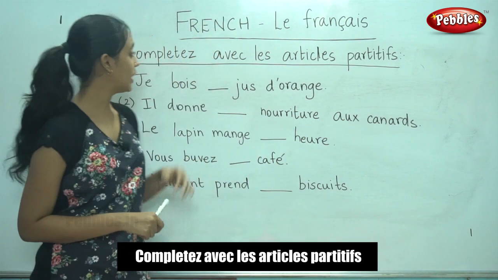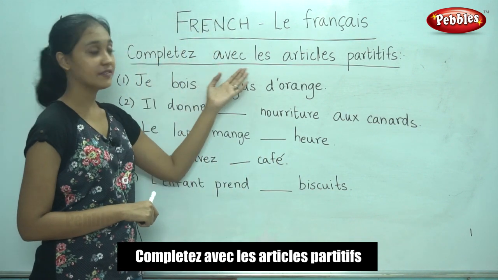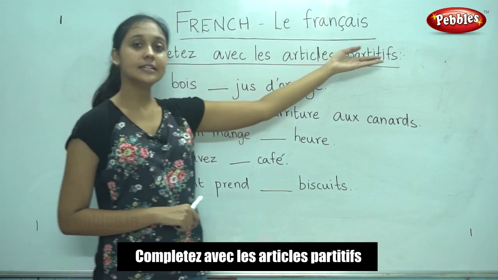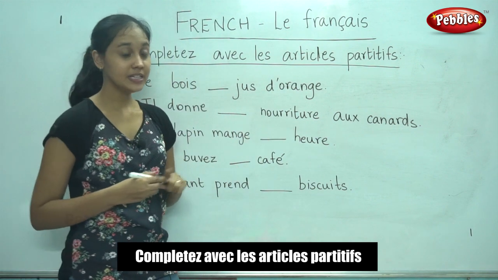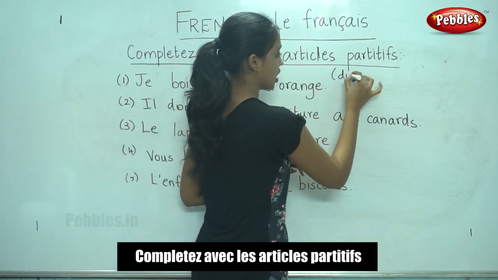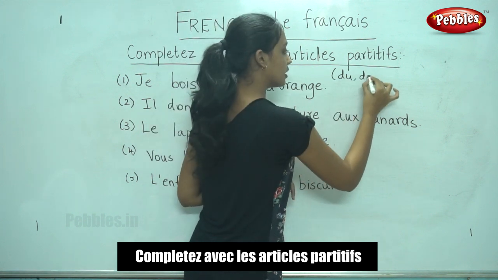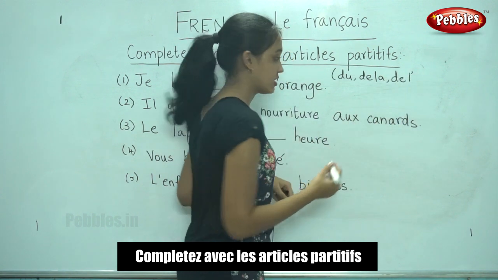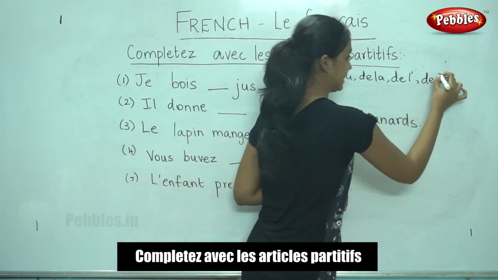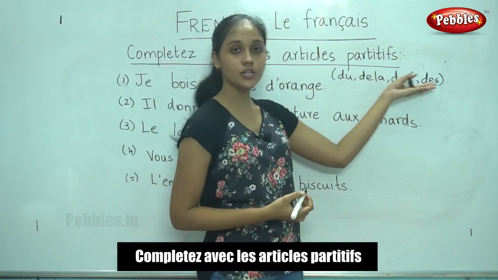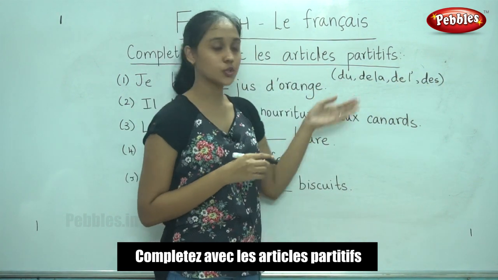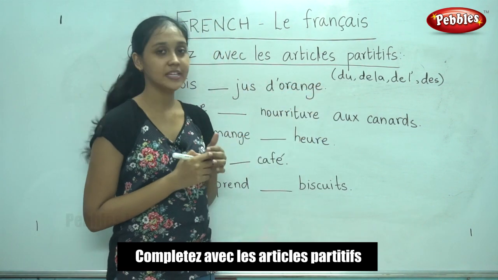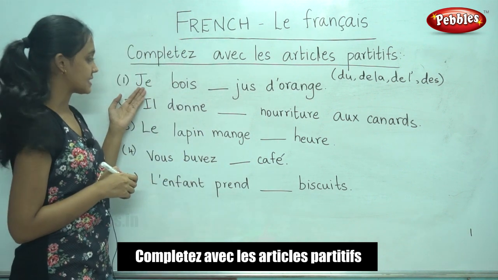Now let us do one more exercise. Complétez avec les articles partitifs. So we are going to use the partitive articles. Do you remember the partitive articles? It was du, de la, de l' and des. So these were the four partitive articles. Do you remember the rules to fill in the blanks with partitive articles? So let us try doing these sentences.